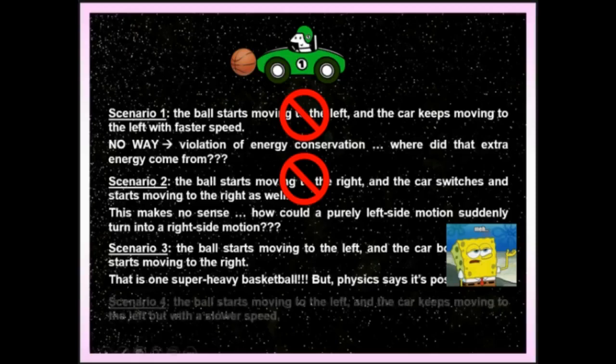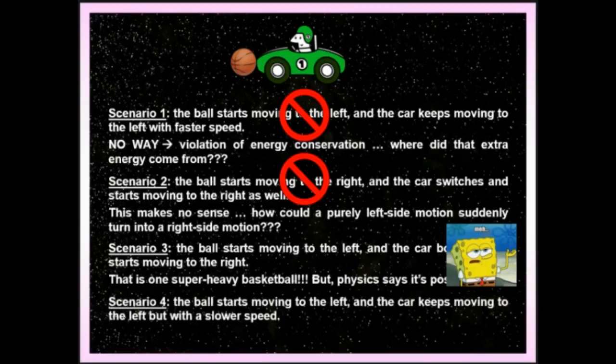All right. The ball starts moving to the left, and the car keeps moving to the left, but with what kind of speed? Higher or lower? Definitely lower. Why is that? Because when you lose energy to another object, what happens to your own energy? It went down. And when you have lower energy, can you go faster or slower? There you go. So the car keeps moving to the left, but with a slower speed.